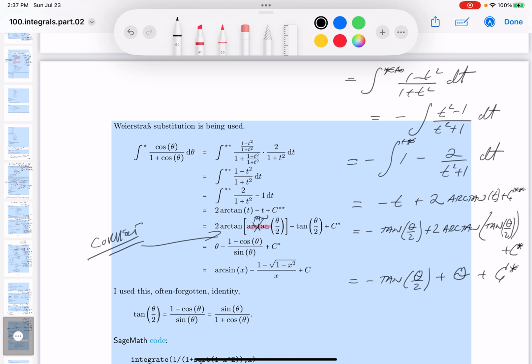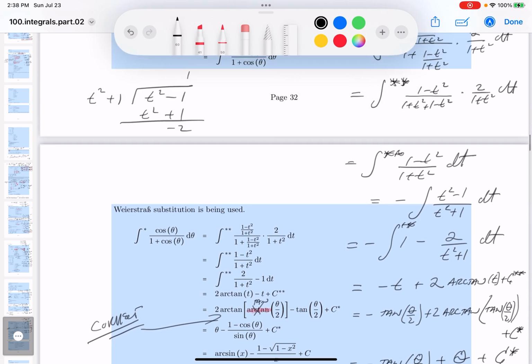Let's see what I got over here. Well, the tangent of theta over 2, it keeps popping up, doesn't it? Well, that's a nice identity for it. I'll write it down for you. And then I'm going to be using this guy here. That's going to be minus 1 minus cosine of theta over sine of theta, plus theta, plus c.